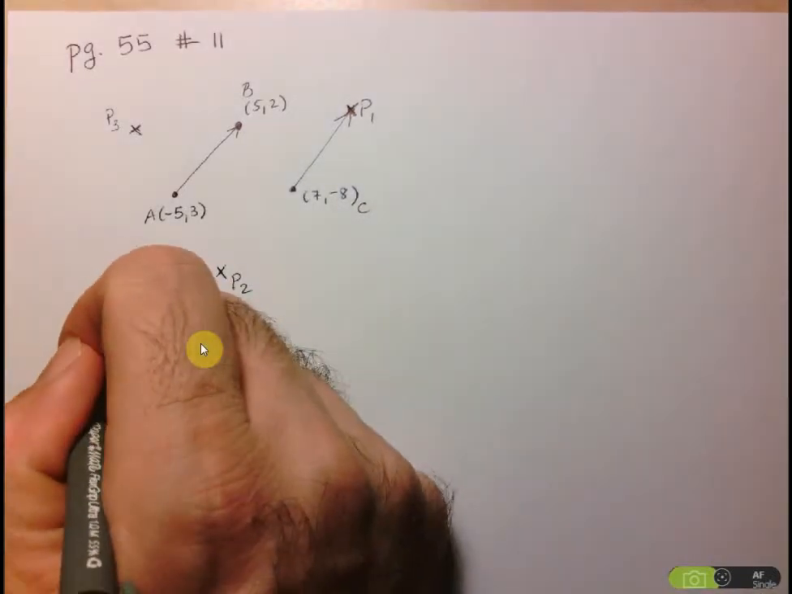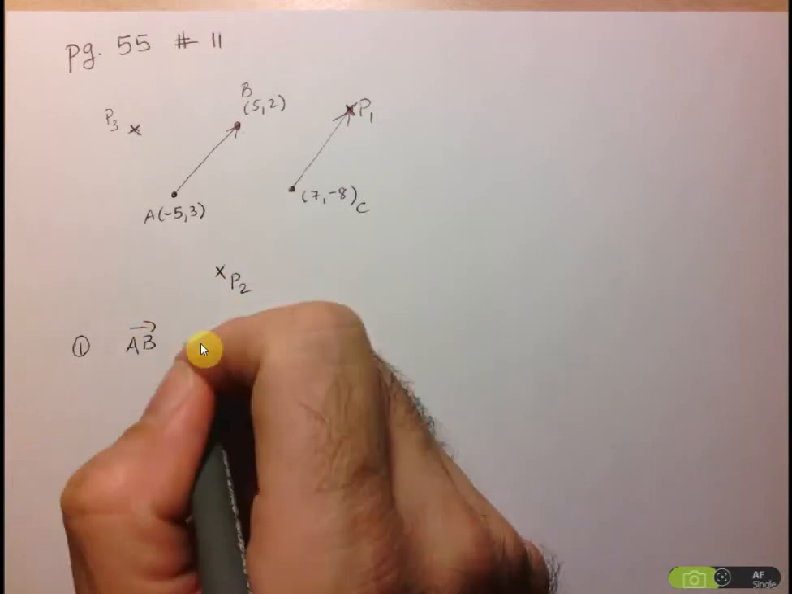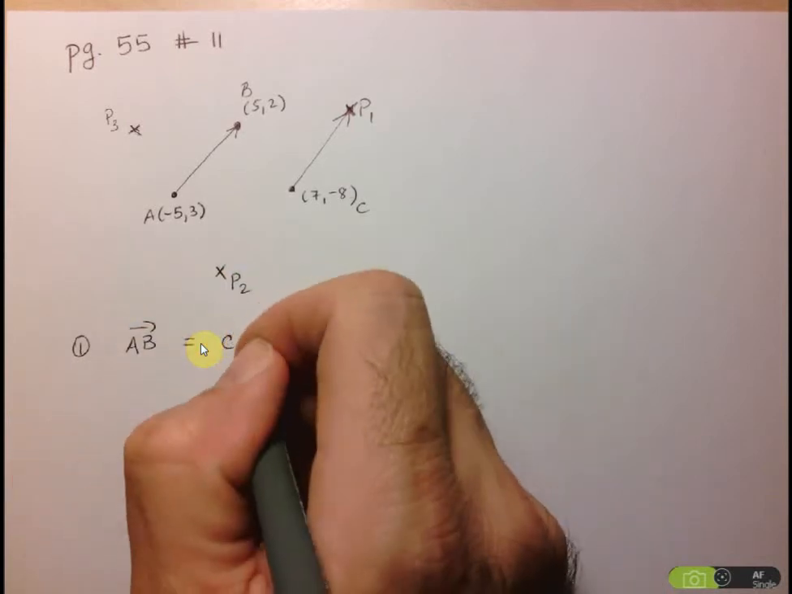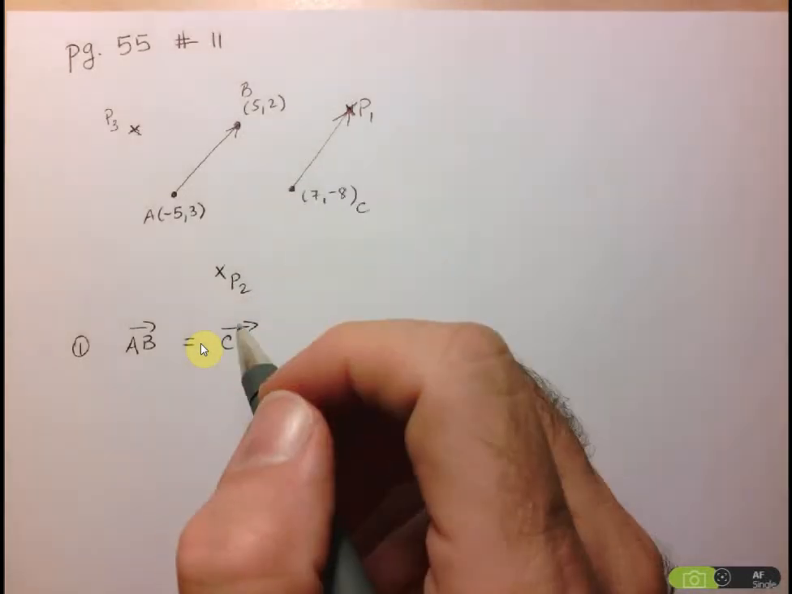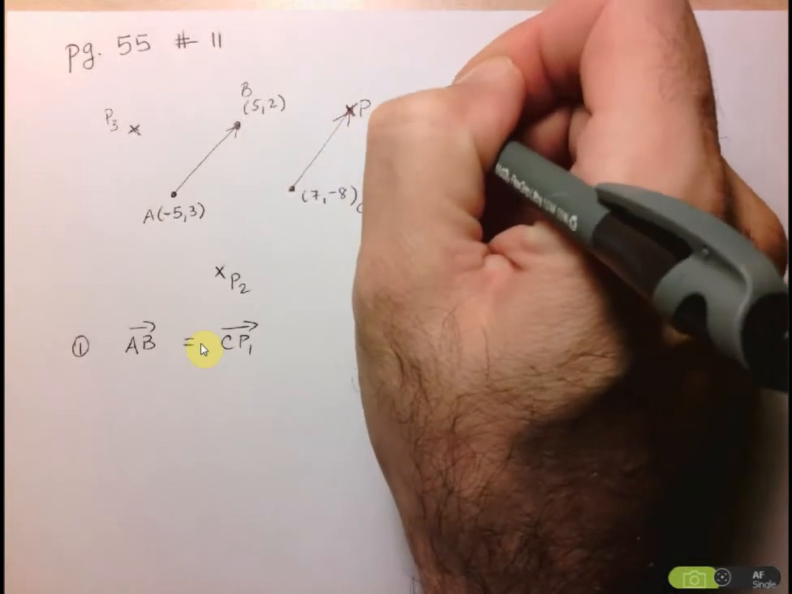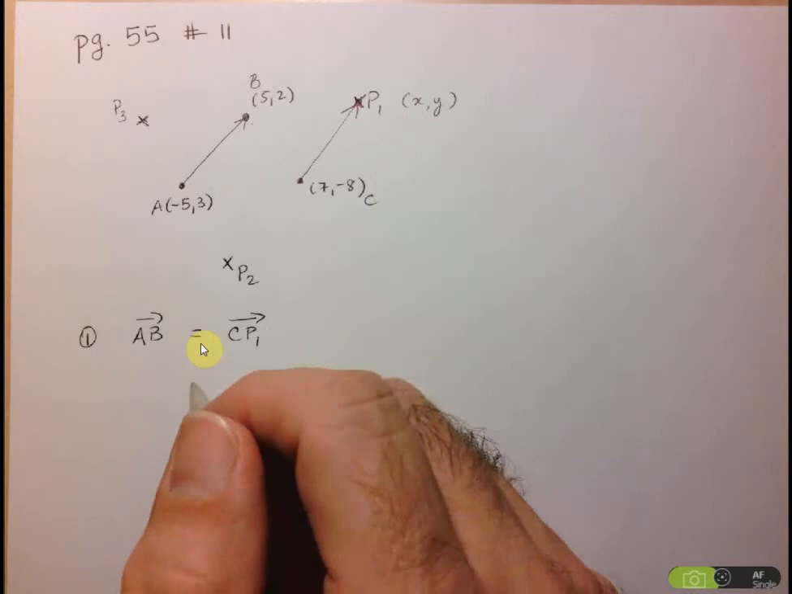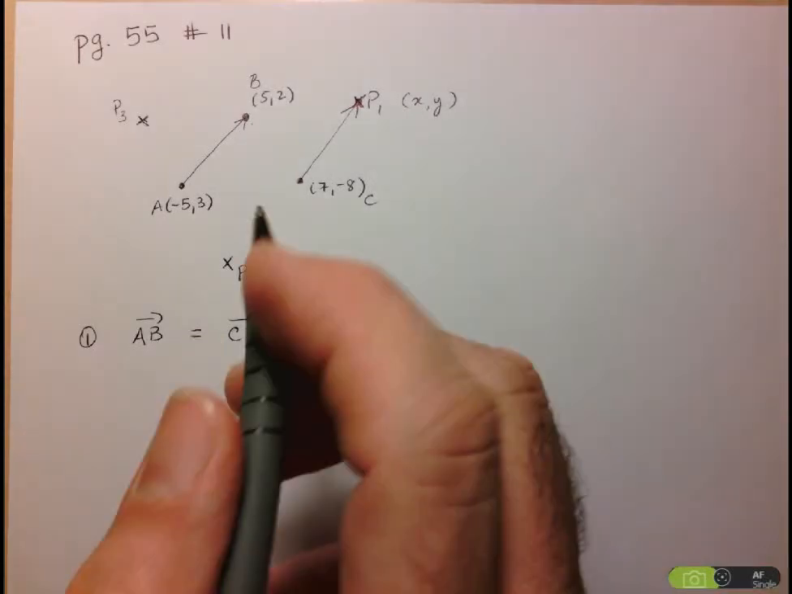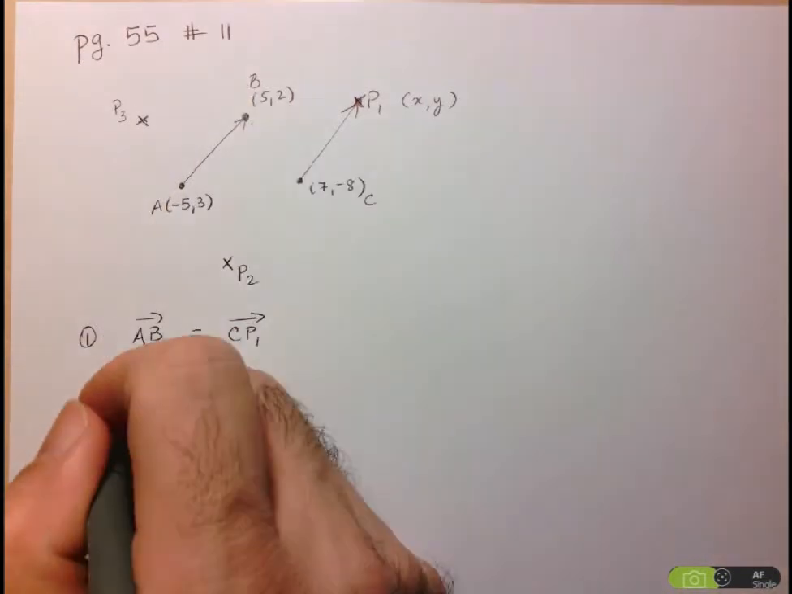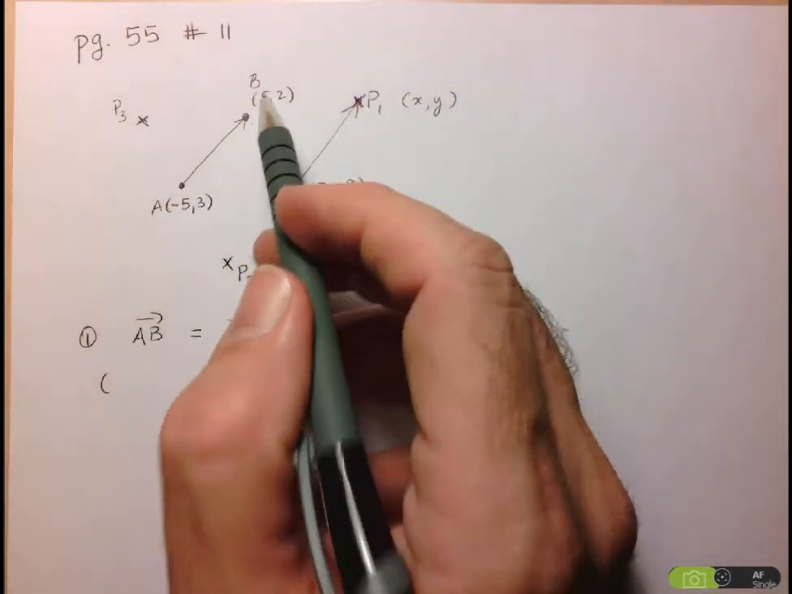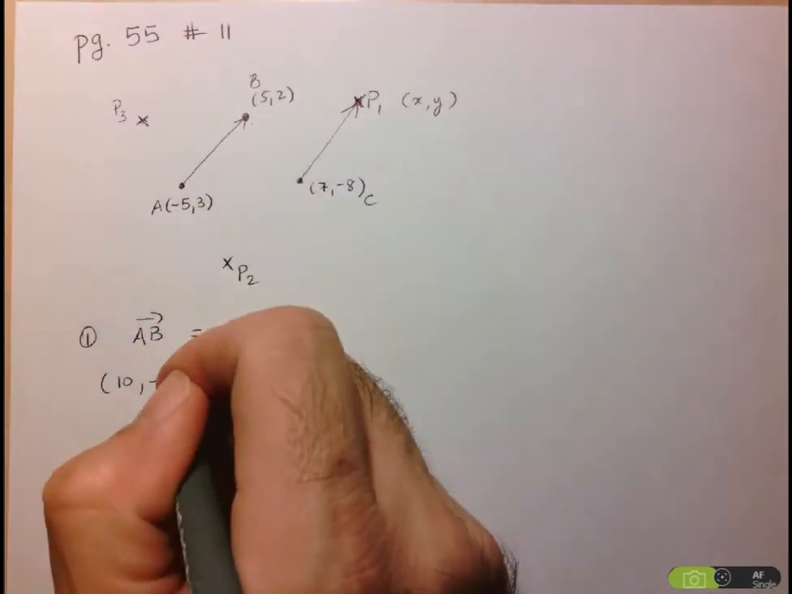So in order to find P1, I know that vector AB has to be the same as vector CP1 in this case here. Now, since I don't know what point 1 is, let's call it XY. Since I'm only dealing with P1, I'm going to call it XY. So now I can create these two vectors from one point to the other. I'd create the vector from point A to point B by subtracting the second minus the first. So 5 minus negative 5 is 10, and then 2 minus 3 is negative 1.